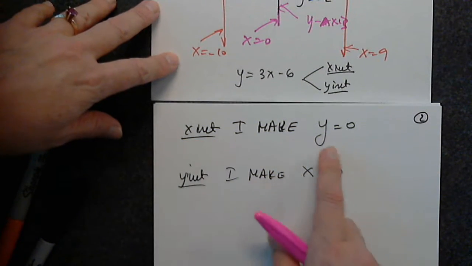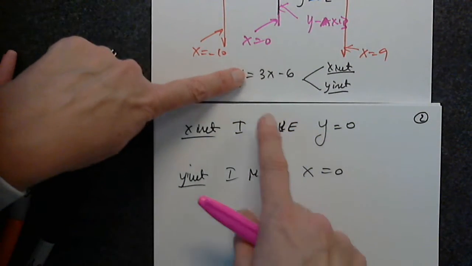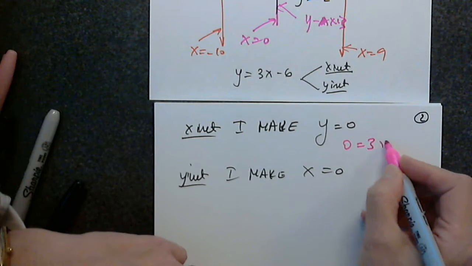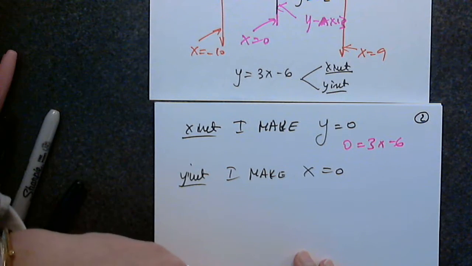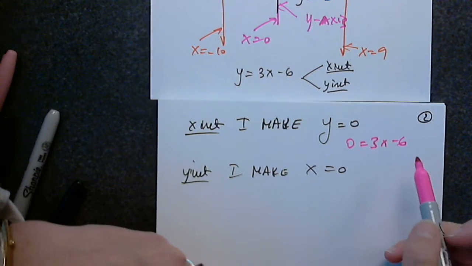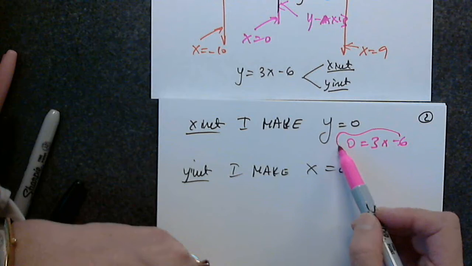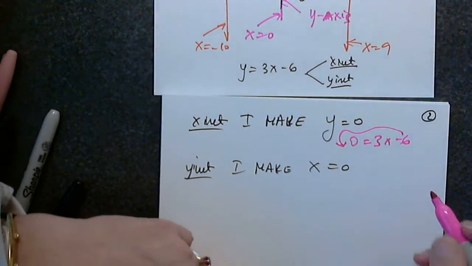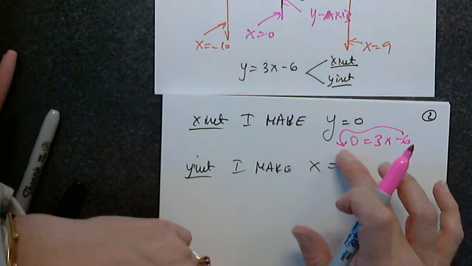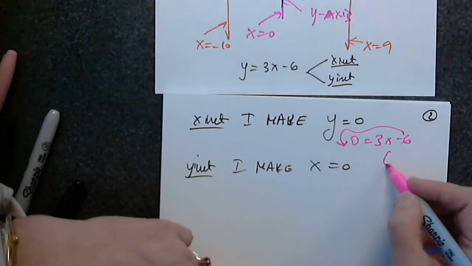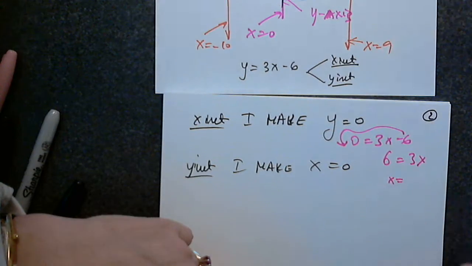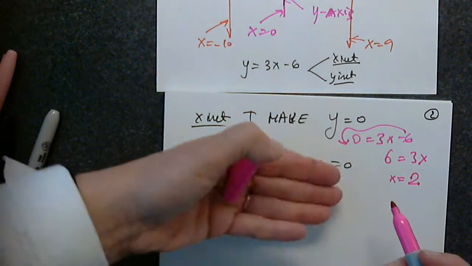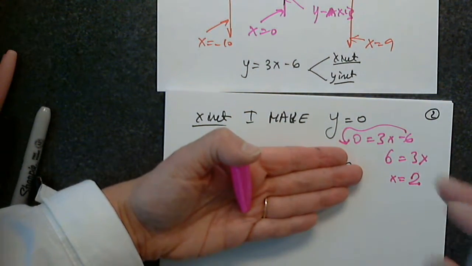So for the x-intercept, I have to make y equal to 0. So this is 0 equals 3x minus 6. When I move a term from one side to another, I change its sign. That's the easiest thing to say. I still believe that. So when I move -6 to the other side, or add 6 to both sides, I get 6 equals 3x. And then I know that x must be 2.